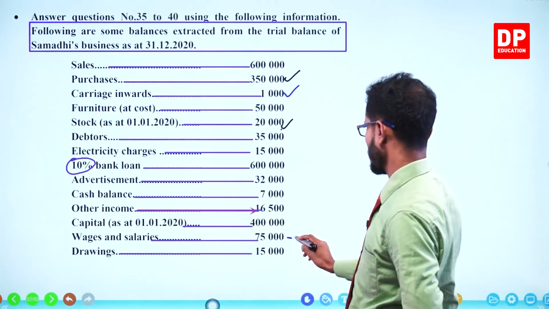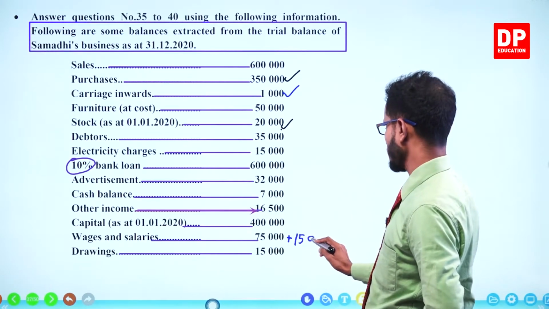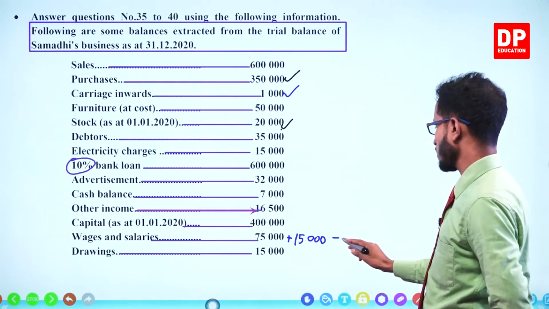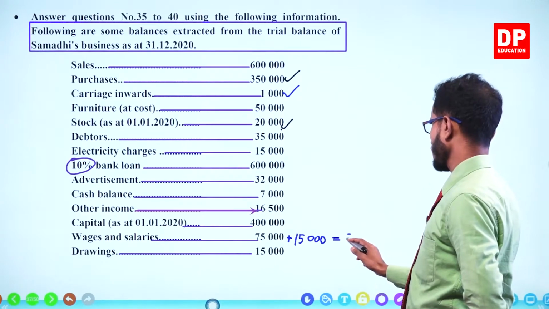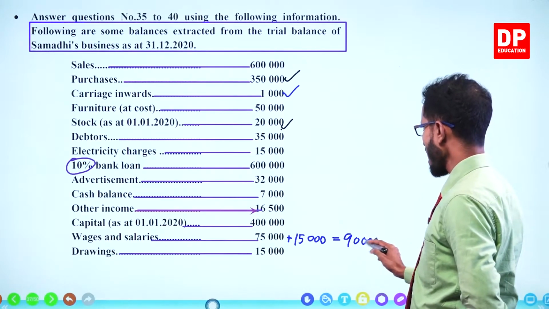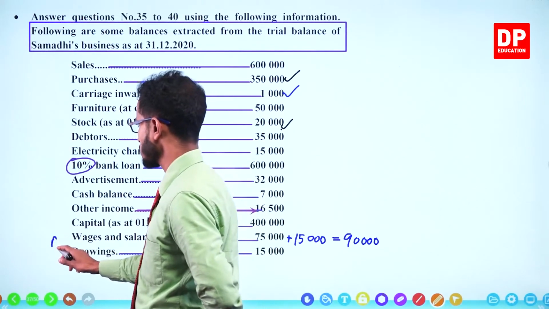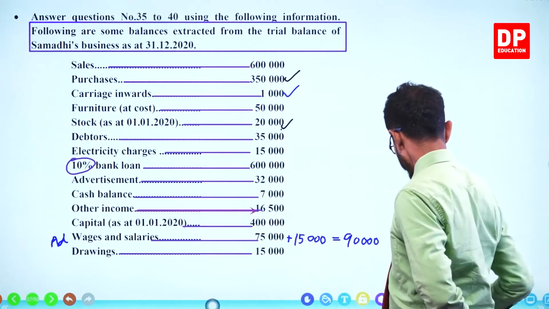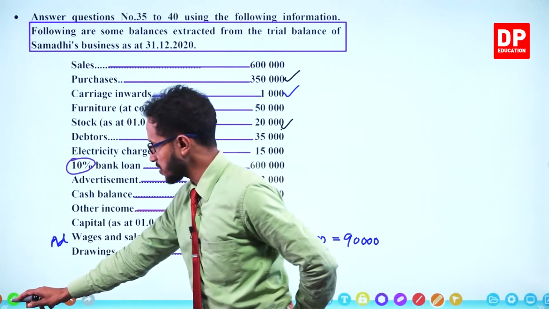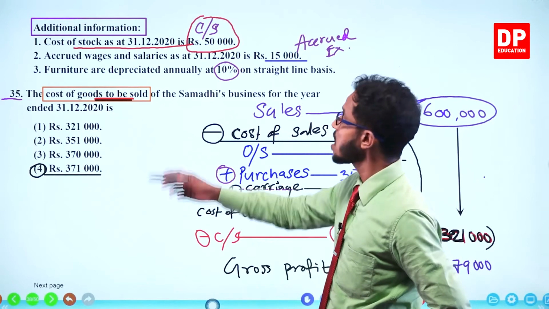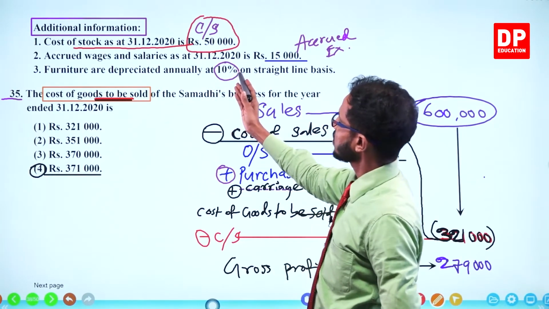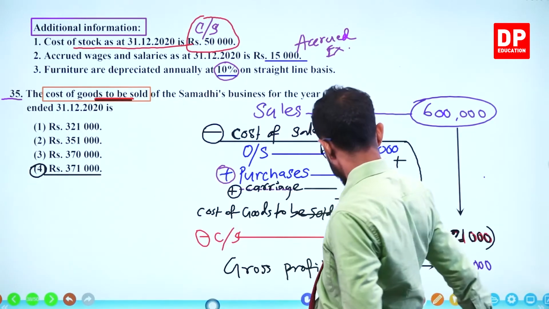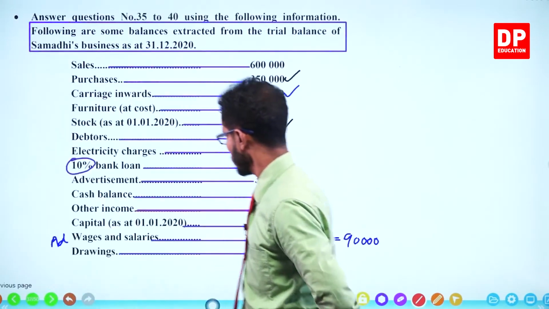Yes, we have 75,000 as the given wages and salaries. We should add 15,000 to that and we get 90,000. This is an admin expense. We will add it. Alright. And we got the next additional information. That is the furniture depreciation, 10% on straight line. Let's go and find furniture.